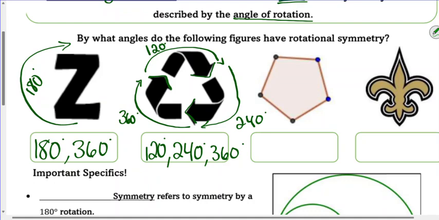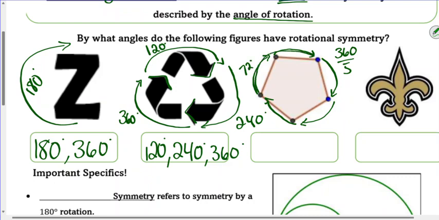A regular pentagon here again. If I imagine this point rotating to there, then to there, then to there, then to there, then to there, it's taking 5 turns to get to a full 360 degrees. 360 divided by 5 is 72 degrees. So this is 72 degrees.